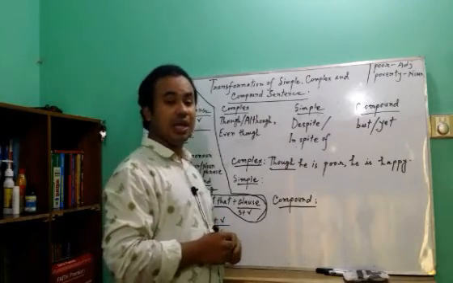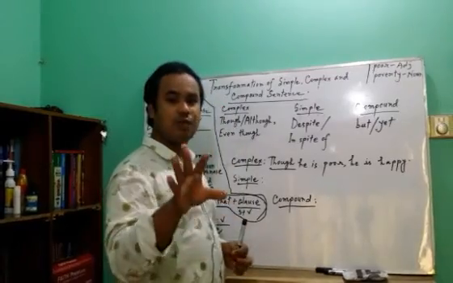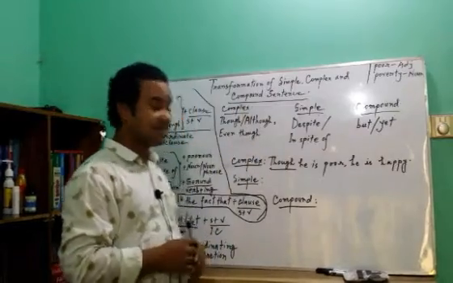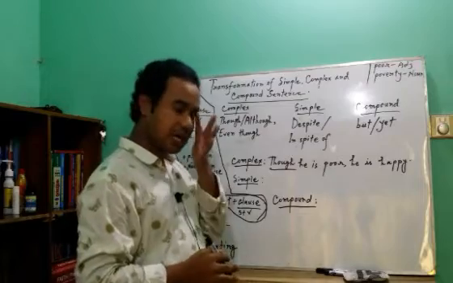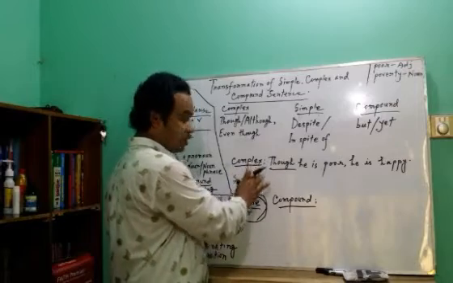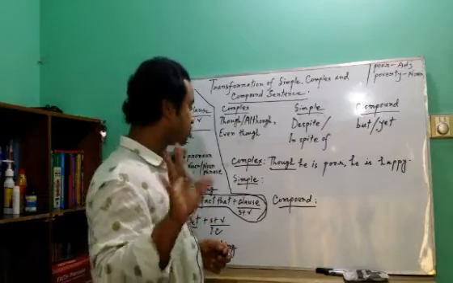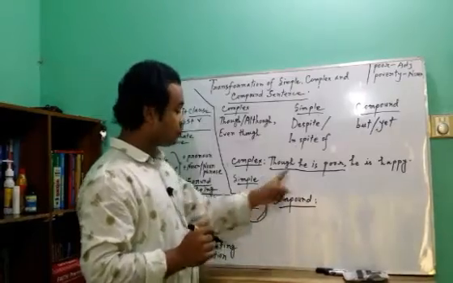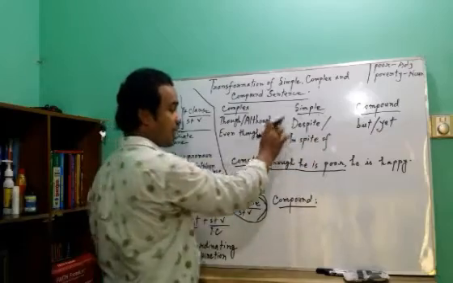Though he is poor, he is happy. I quite like this example because when I was a student and began to learn this topic, the first example I came across is this one. Though he is poor, he is happy. This is a complex sentence, right? So to make it a simple sentence, we have to go through some procedures. First, we have to make this subordinate clause a phrase, and the phrase has to begin with either despite or in spite of.